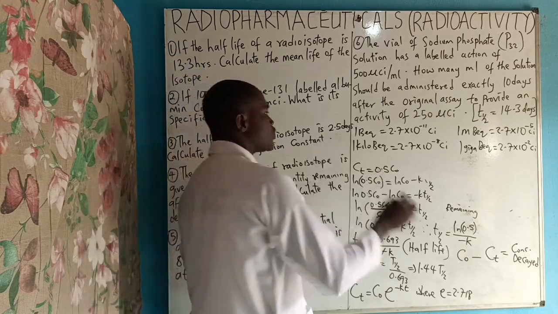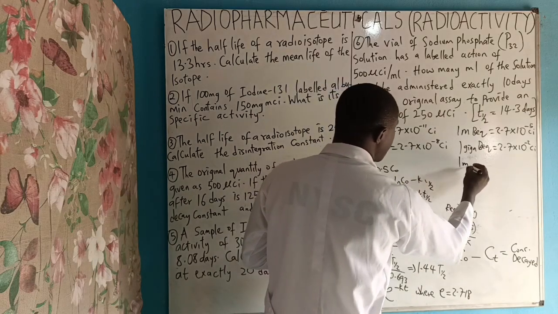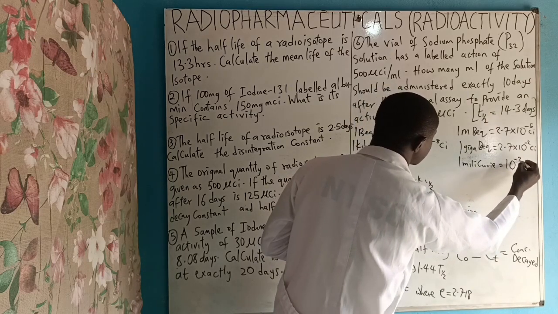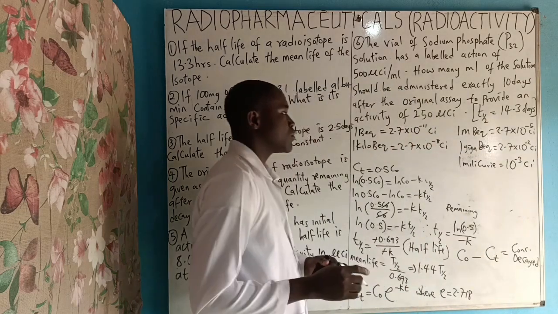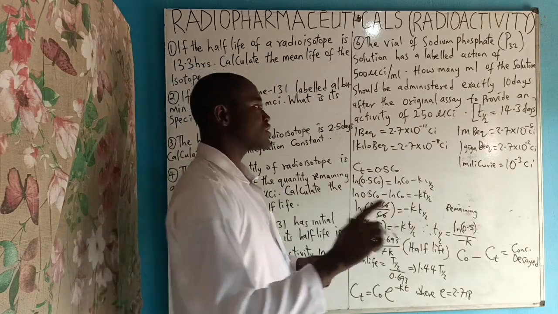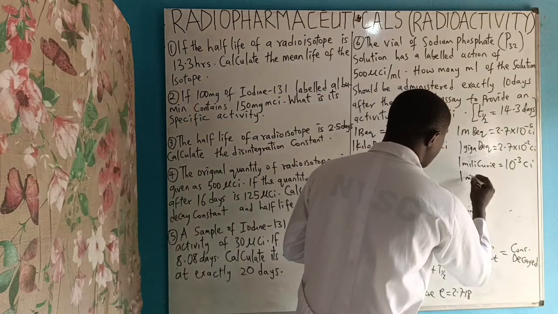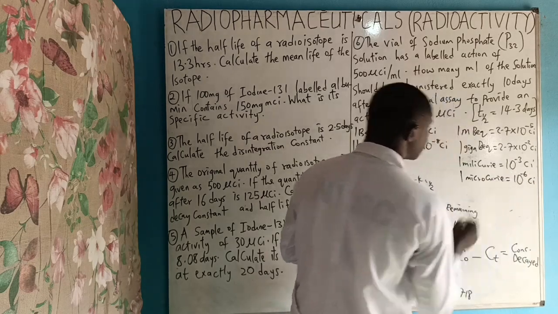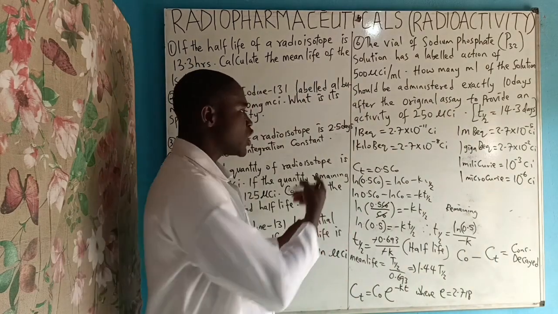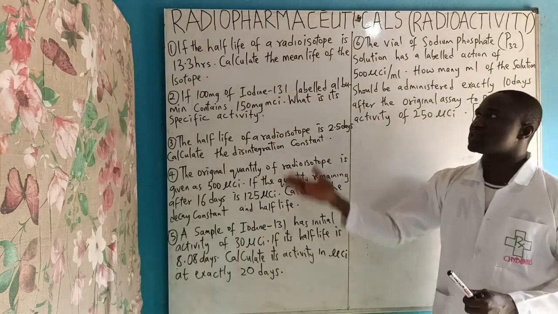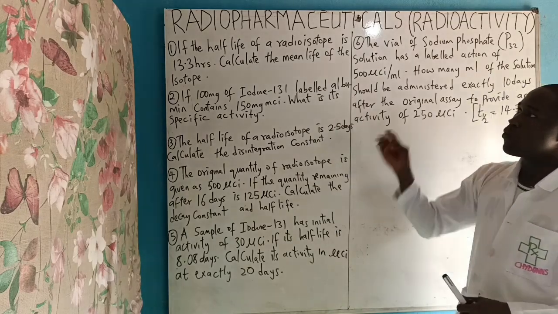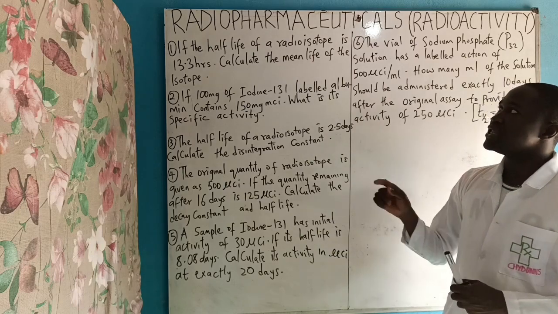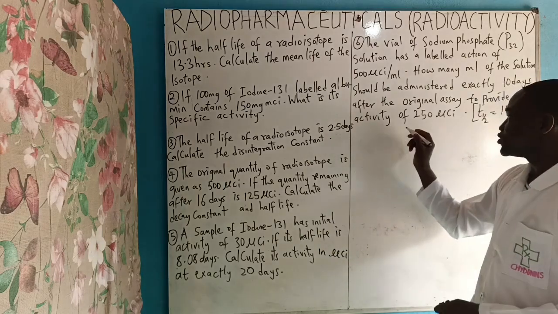If you are talking about 1 millicurie, it simply means 10 raised to the power minus 3 curie. Then 1 microcurie is equal to 10 raised to the power minus 6 curie. So you have to note all these conversions. They are very important. Let's see how to solve the problems we have on the board. 1. If the half-life of a radioisotope is 13.3 hours, calculate the mean life of the isotope. Solution.